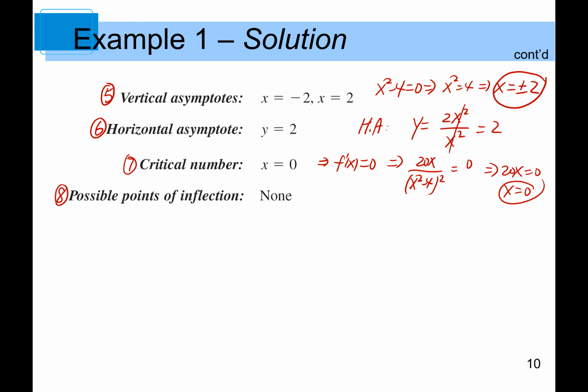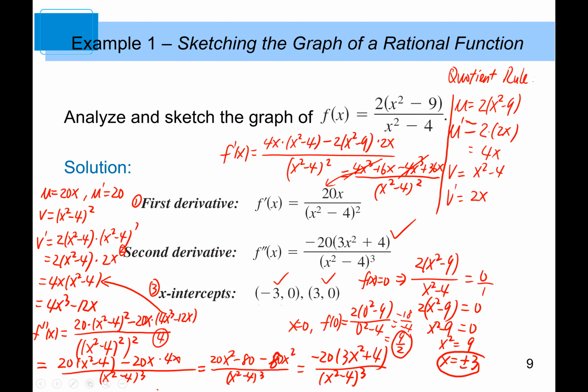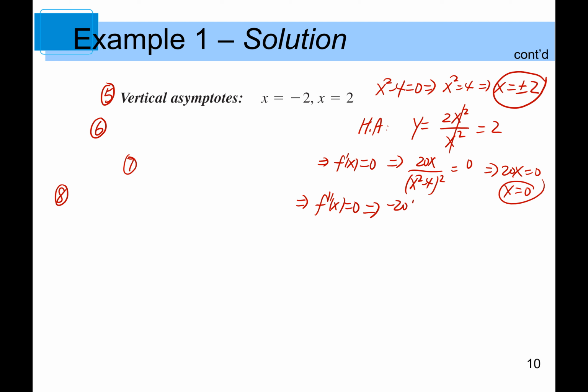Eighth step is to find possible points of inflection. So you will set the second derivative equals 0. However, it is negative 20 times (3x squared plus 4) over (x squared minus 4) to the third. When you set this equals 0, the numerator will never equal 0 because 3x squared plus 4 is always going to be greater than or equal to 4. So there's no possible way for that to be 0. Never equal to 0, right? That means no solution.